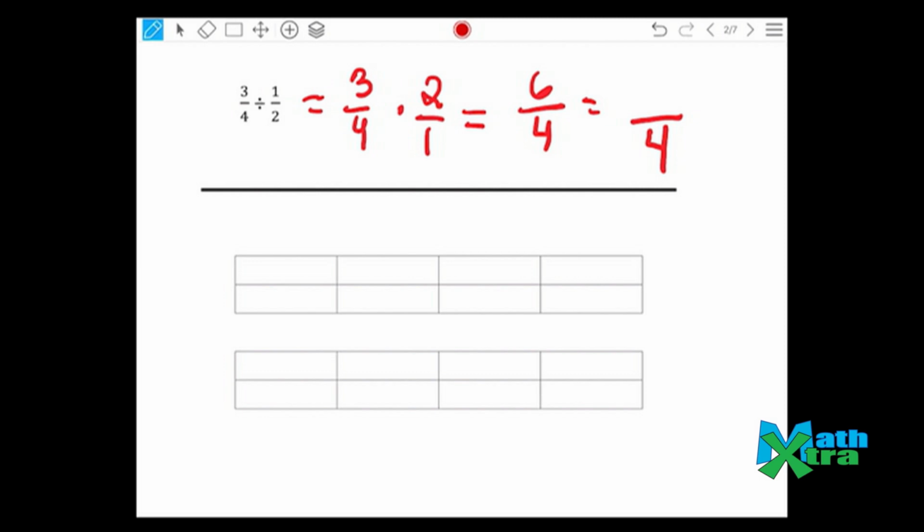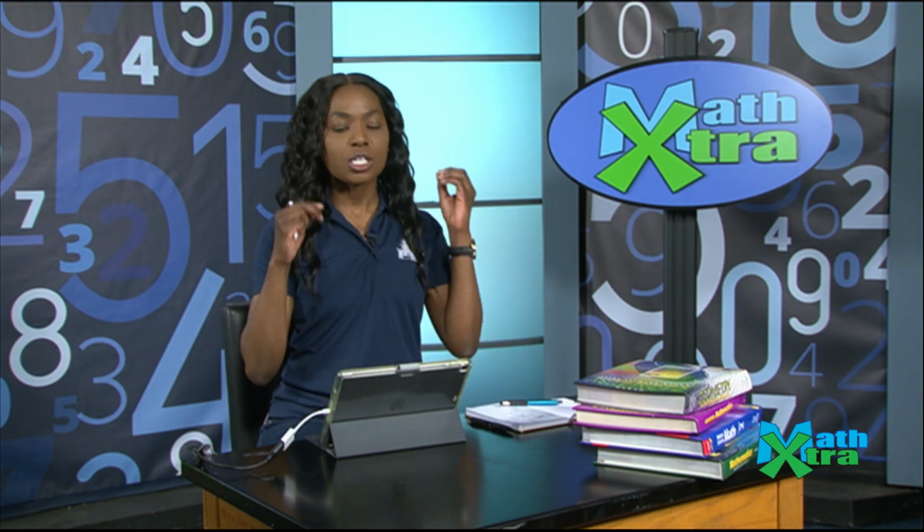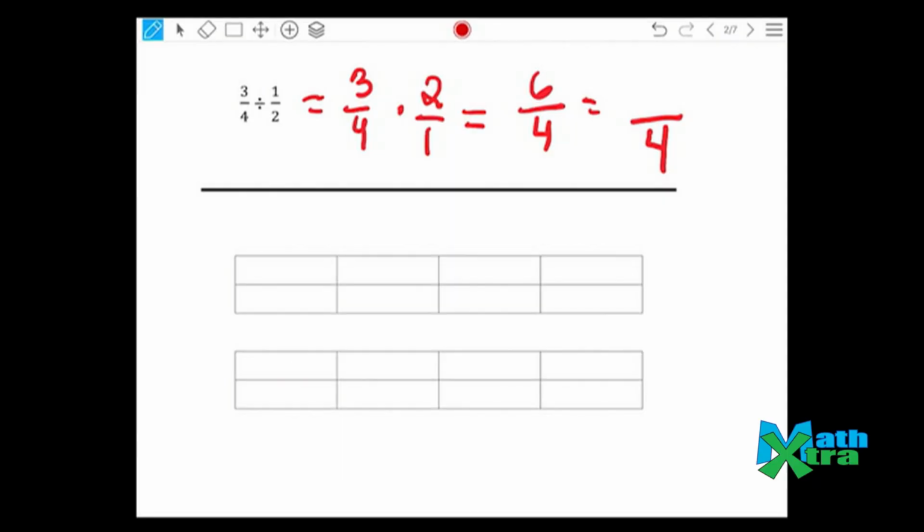Now we need to figure out what whole number we can multiply by the denominator to get as close as possible to our numerator, which is 6. 4 times 1 is 4, plus 2 is 6. Our answer is 1 2/4, which is also equivalent to 1 1/2.